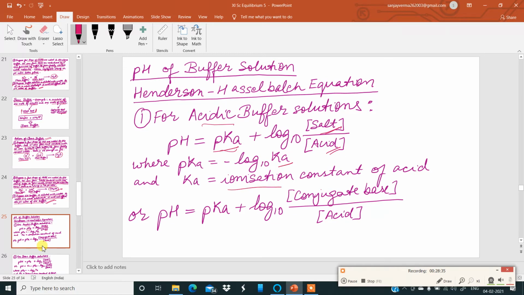Ka is called the ionization constant of the acid. And finally, this formula can be written in a much better form over here. The salt, or the conjugate base. So pH is equal to pKa plus log to the base 10 of the concentration of the conjugate base divided by the concentration of the acid. So remember this formula to calculate the pH of an acidic buffer solution.